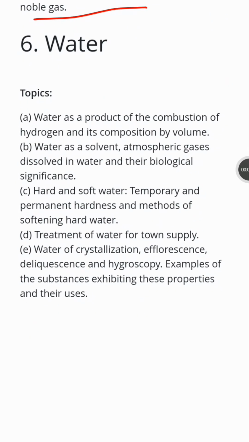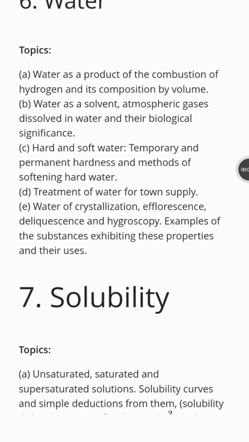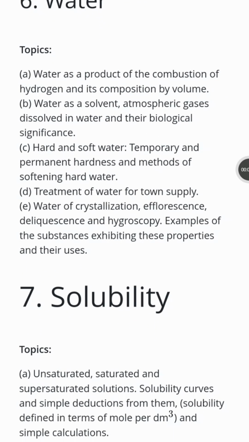The next one is water. So water is a product of hydrogen and its combustion by volume. Okay, formation of water being an exothermic reaction. Then water as a solvent. Water is normally called the universal solvent. So you need to know why it is called like that. Then hard and soft water. What causes hardness in water? What causes temporary hardness? What causes water to be soft? So you need to know about that.